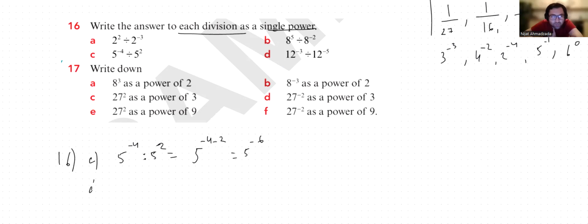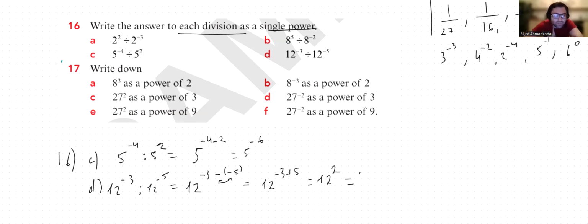For fun, we can also do part D. We have 12 to the power of negative 3 over 12 to the power of negative 5, which will be 12 to the power of, we are just subtracting, negative 3 minus negative 5. You know that minus minus becomes plus. So negative 3 plus 5, which is 12 to the power of positive 2. And that is 144.